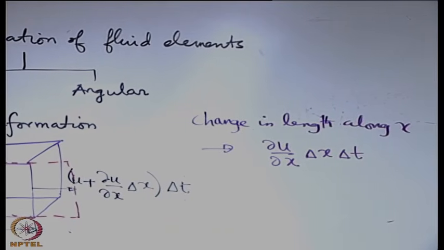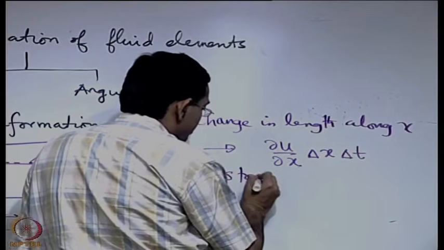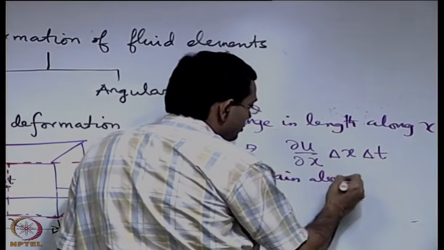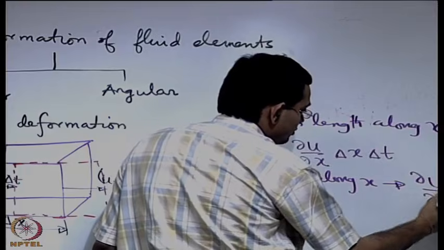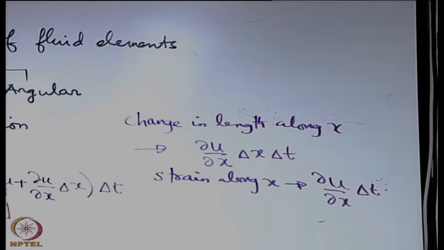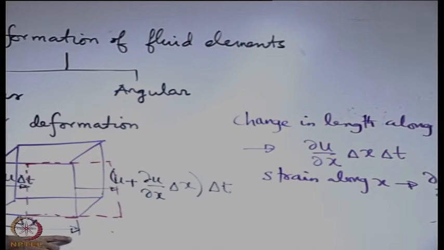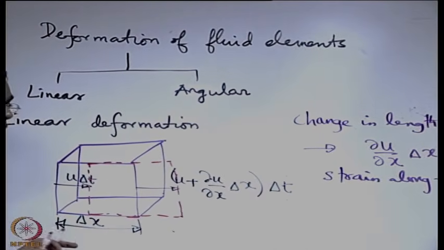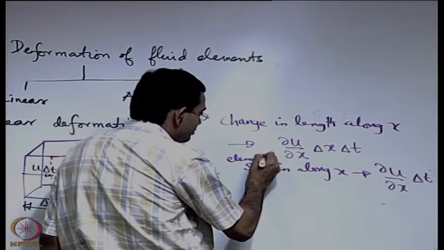What is therefore the strain along x? The change in length per unit length. So the strain along x is this. This is the elemental strain, because we have considered only a small part of the fluid which has an extent of delta x. So this is the elemental strain along x.